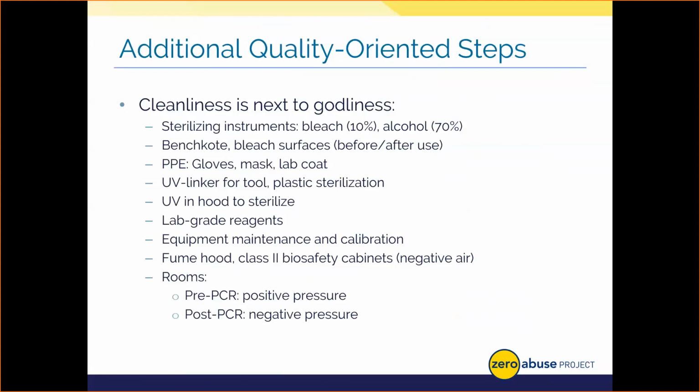Some other things that are really important to talk about here: ultraviolet light can actually be used to effectively sterilize some of our tools and our plastics that we use, like tubes. We use UV in our hoods. Again, what this does is it fuses the DNA together so that it can't be copied. And so we effectively remove that kind of contamination. Some other things to talk about: I really think we should talk about the air pressure in our rooms.